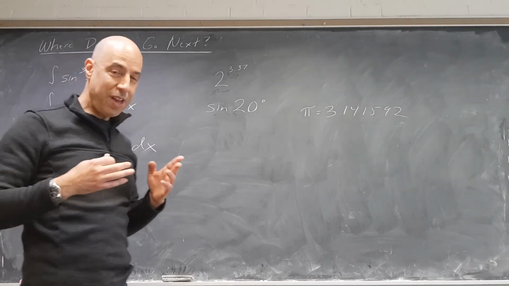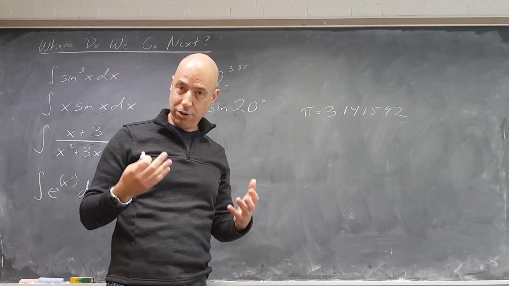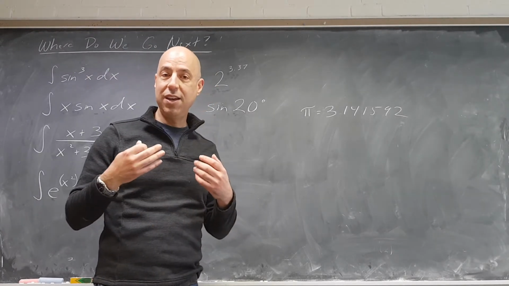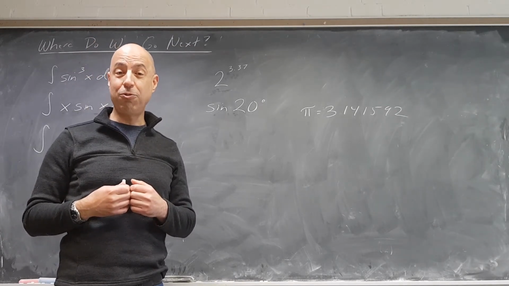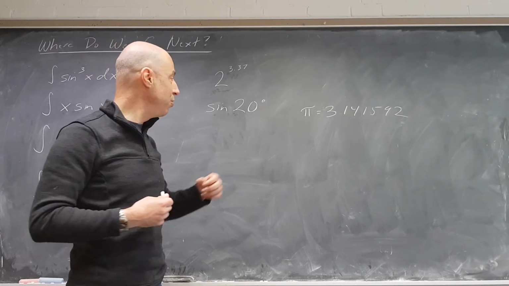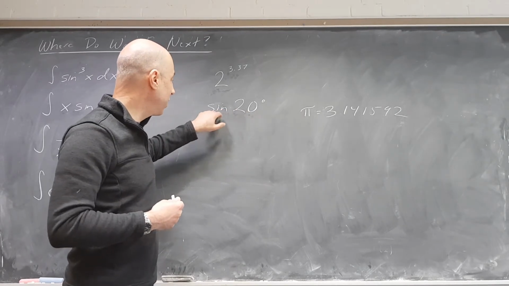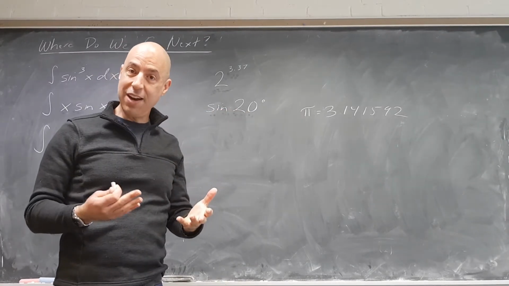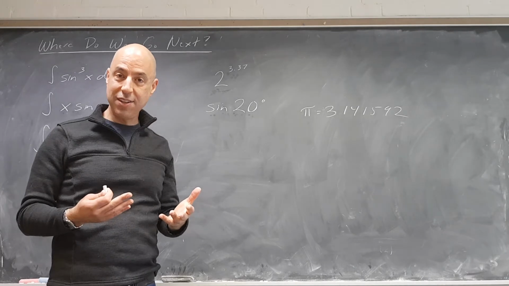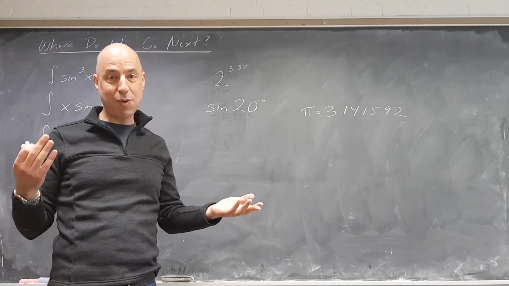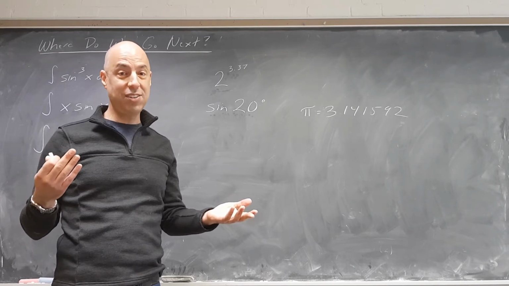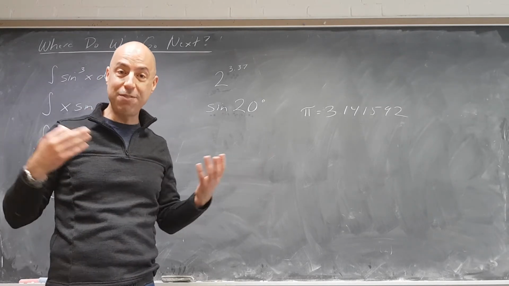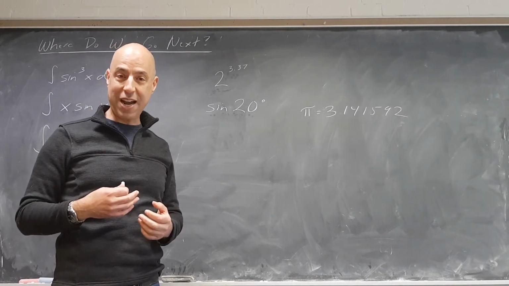Now, if you think back to trigonometry and the trigonometric identities, if you know your double angle formulas and your half angle formulas, you can probably come up with a way of computing sine of 20 degrees to however many decimal places you want. But it's going to be very clunky. It's going to be very difficult to actually do in practice.